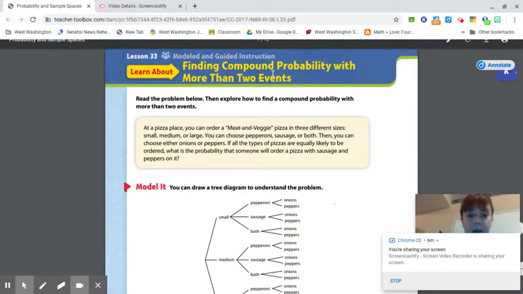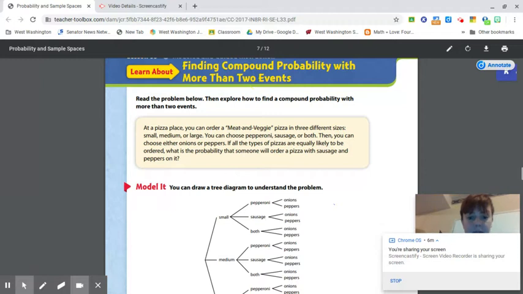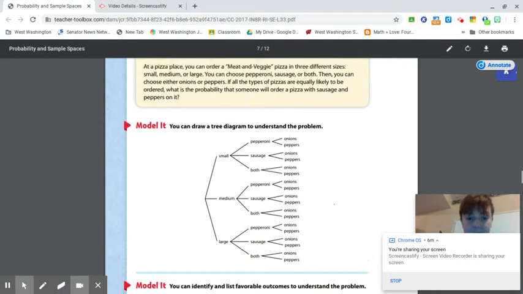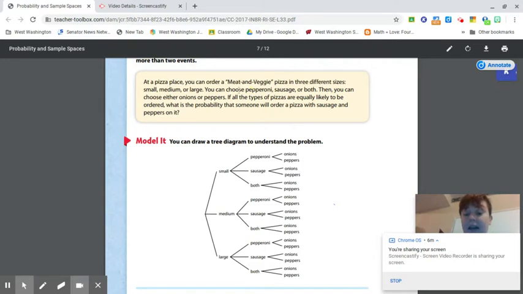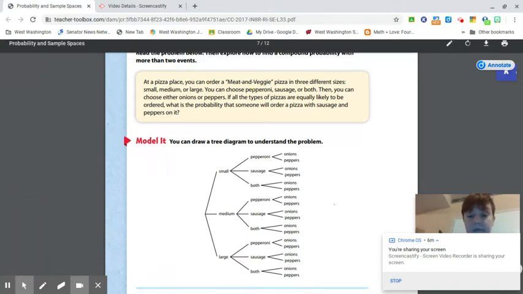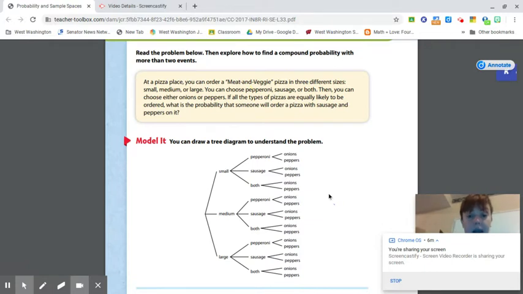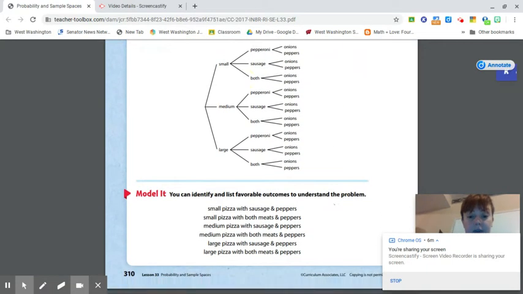And then compound probability with more than 2 events. So here we go. You can have a pizza, and you have to choose the size. So that's 1 event. And then you can choose a meat, which is 1 event. And then you can choose a vegetable, which is your last event. And so looking through here, what are the favorable outcomes?